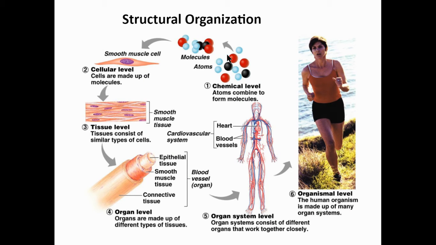So this is just a picture of it. Here's the atoms forming the molecules. Molecules form the cell, smooth muscle. A bunch of smooth muscle cells get together and they form a tissue. So this is tissue, a smooth muscle tissue.